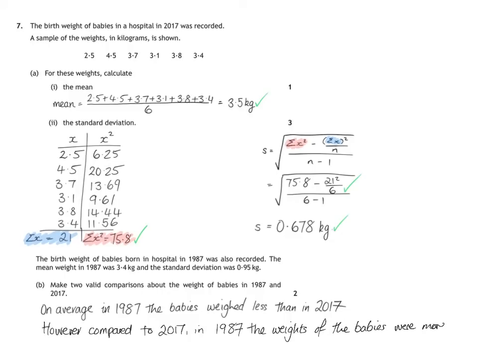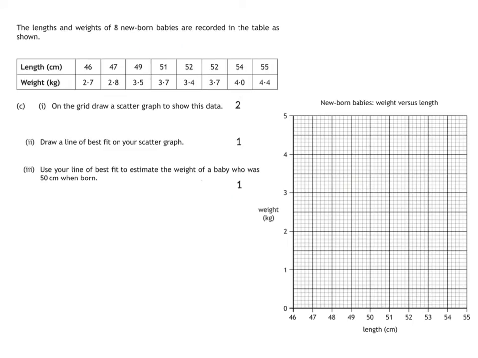So here, like I said, because the question is talking about babies, our statement needs to say babies and talking about their weights. If it was talking about times, we would have to talk about time. Whatever it is, we need to talk about it in the context of the question. So there, 1 mark for each statement, 1 based on the mean, 1 based on the standard deviation, has to be in context. So this question just keeps on going.